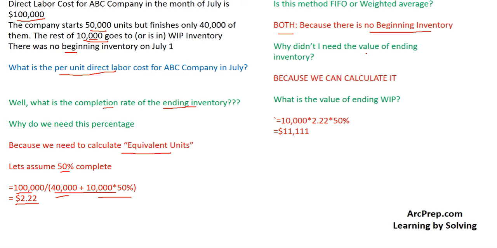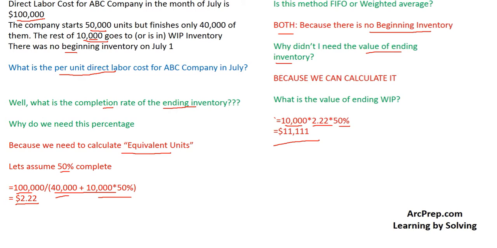And I didn't need the value of ending inventory because I can calculate it. The value of ending inventory is the 10,000 units that we have here. $2.22 is the direct labor cost for a full 100% complete unit, but they are 50% complete. Multiply them all and we are going to have $11,111. Now we've seen one example where there was no beginning and no ending inventory.